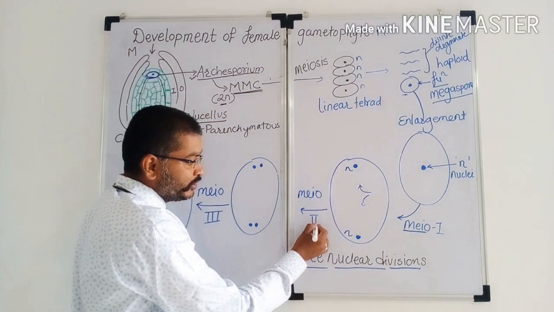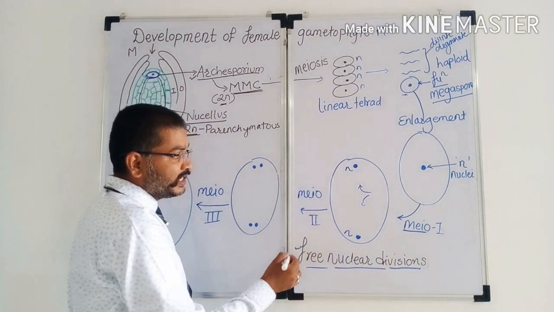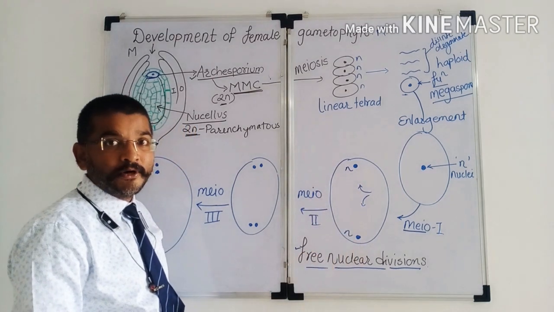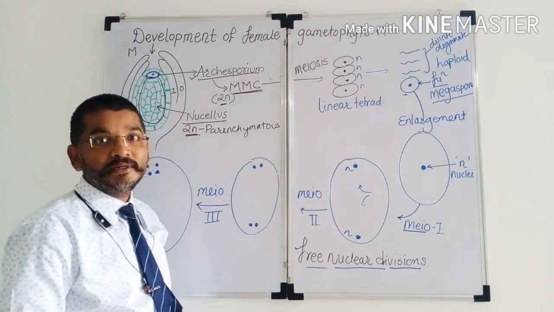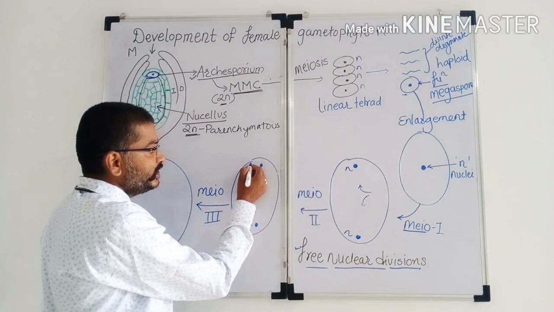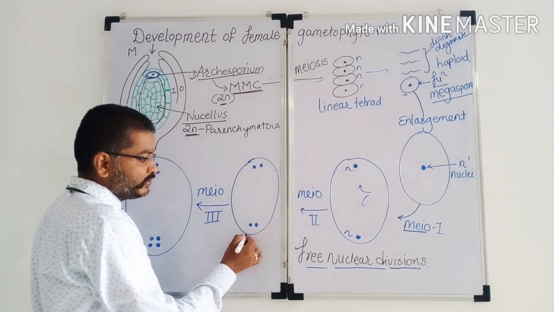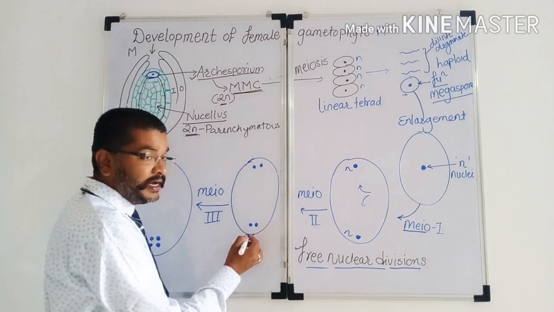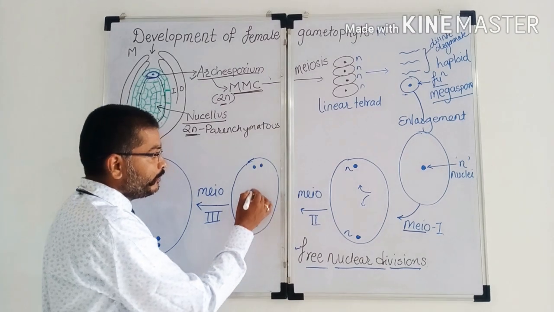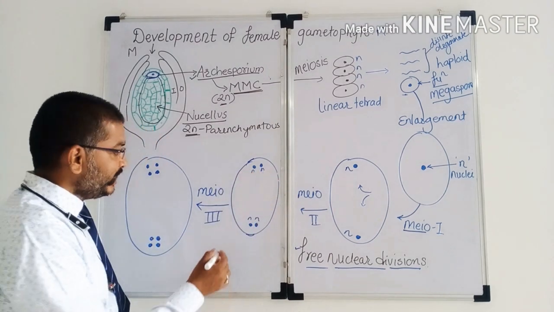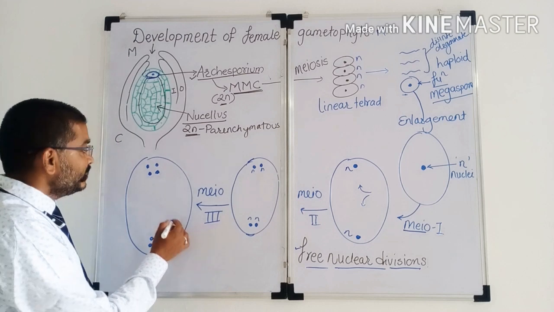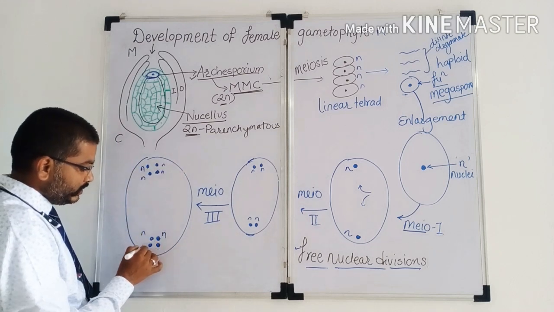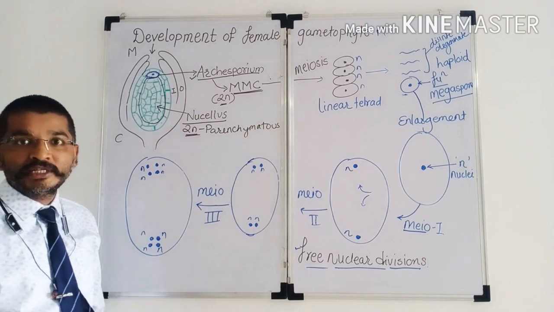Then the second division. The newly formed 2 daughter nuclei again divide. Therefore at each pole, this is the upper pole and this one is the lower pole, 2 daughter nuclei are formed. Means here haploid, haploid, haploid, haploid. And at the end of the third division, 4 haploid daughter nuclei are formed towards each of the 2 opposite poles.